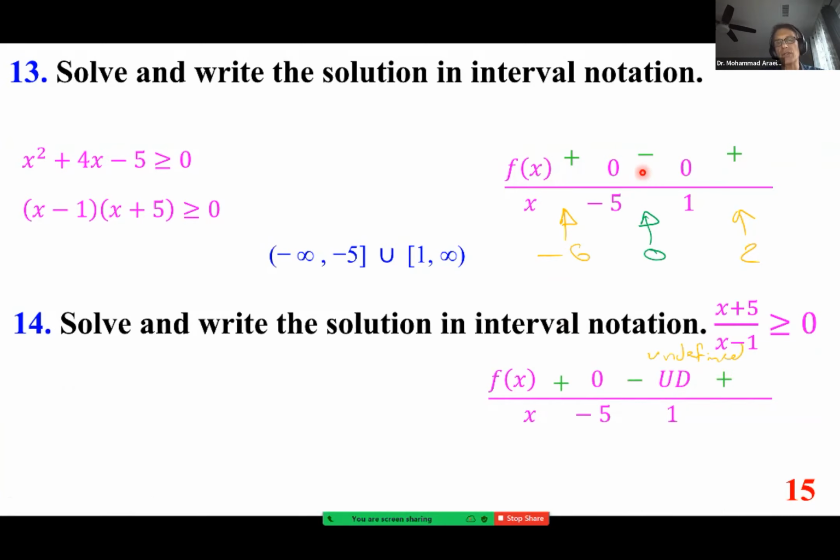And how do we answer it? Basically, we answer it in the same manner. The difference is -5 makes it 0, so that's fine. But 1 makes it undefined, so that's not fine. You go with the parentheses. So I want you to pay attention to this one and the difference between the two and why. Other than that, everything is the same. So a sine graph will do the job for us.